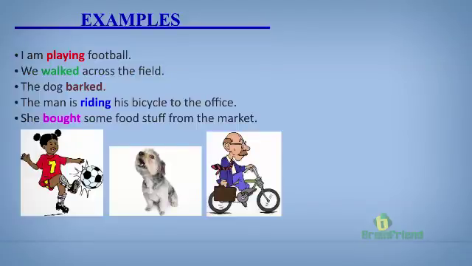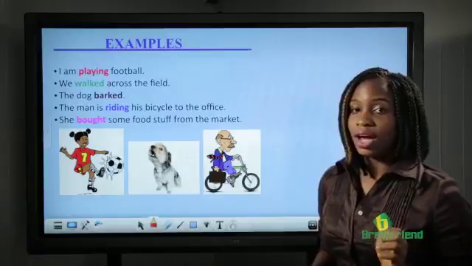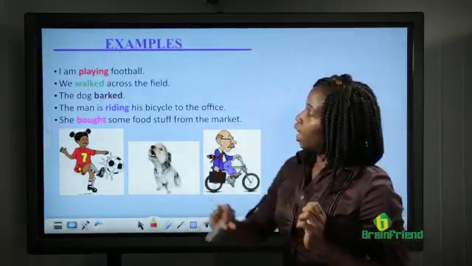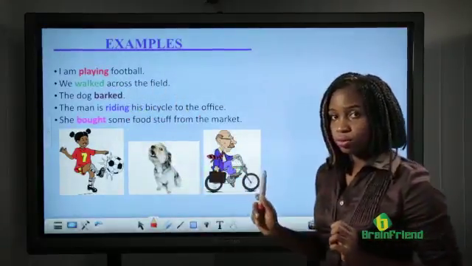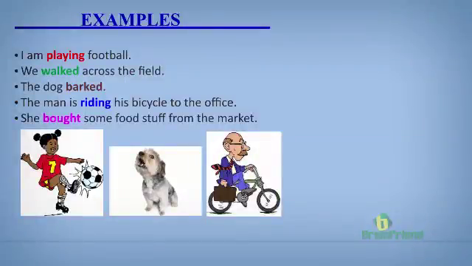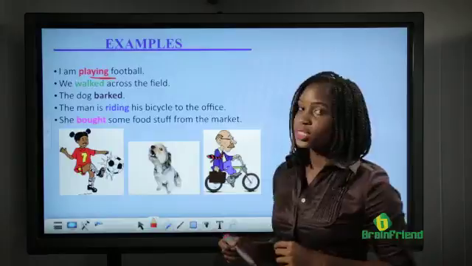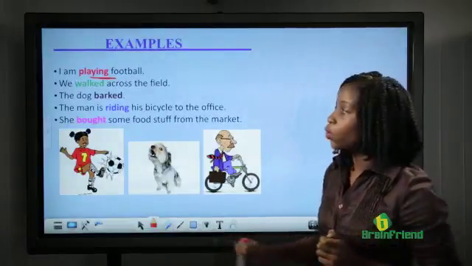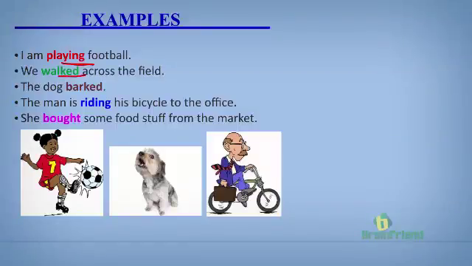Now, let's look at some examples of verbs. We said we use verbs to describe our actions, right? I am playing football. From our definition of verb, can you identify the verb in the sentence? It's playing. That is what I am doing. We walked across the field. What did we do? We walked. The dog barked. The verb in the sentence is barked. That is what the dog did.